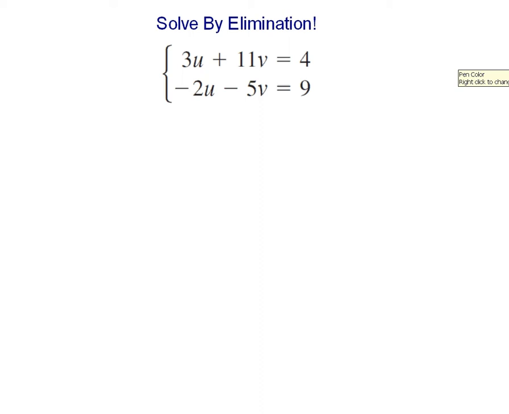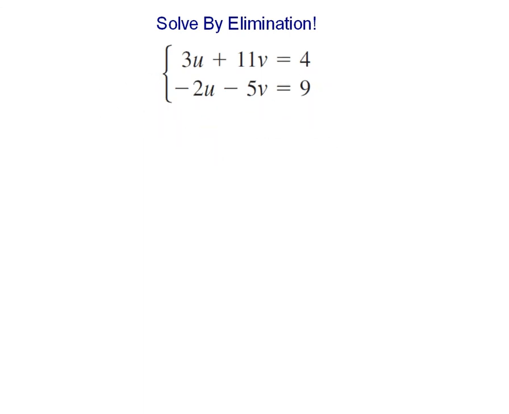but when we do that we want one of the variables to disappear. Now in this case it's not ideal because neither the u nor the v are set up in such a way that when we add the equations together, like if we went like this, nothing's going to disappear. We're still going to have a u and a v at the end. So we've got to mess things around a little bit.